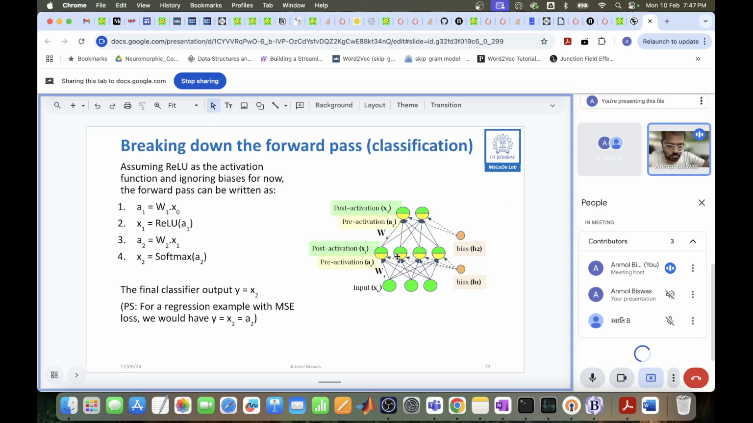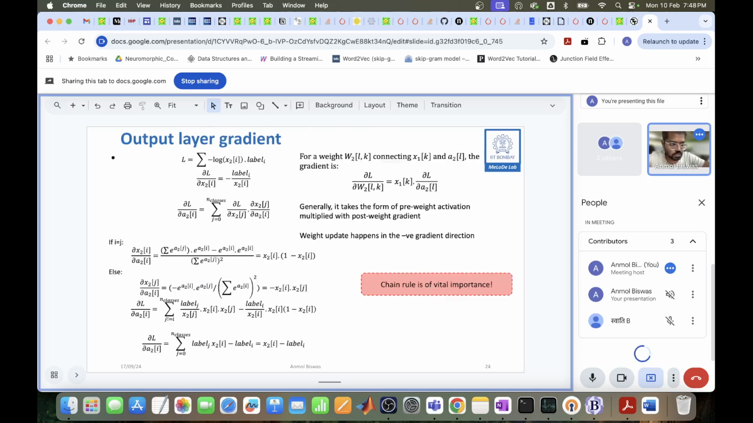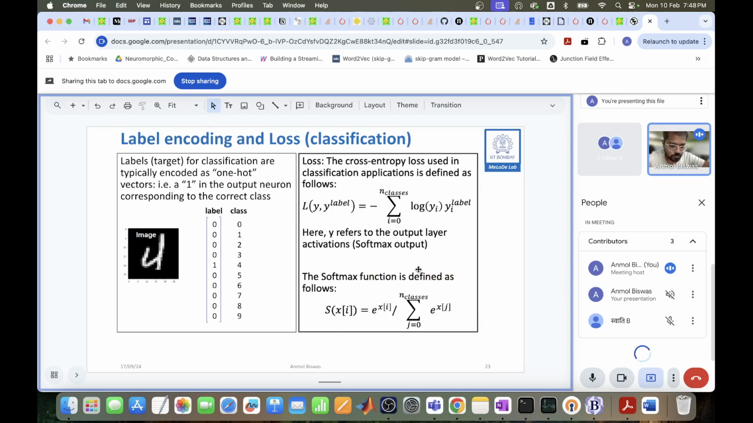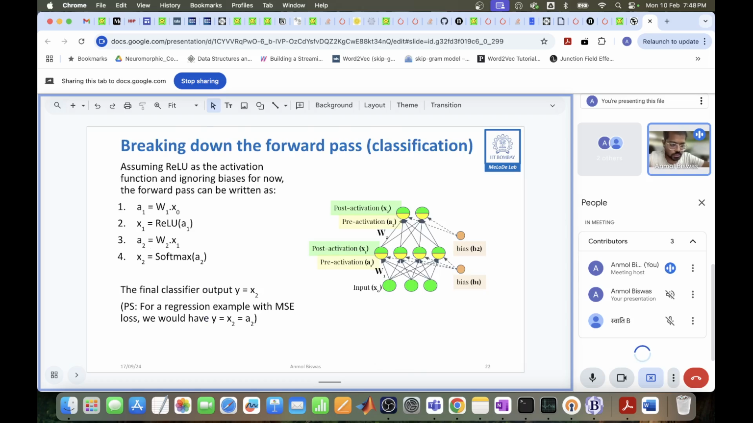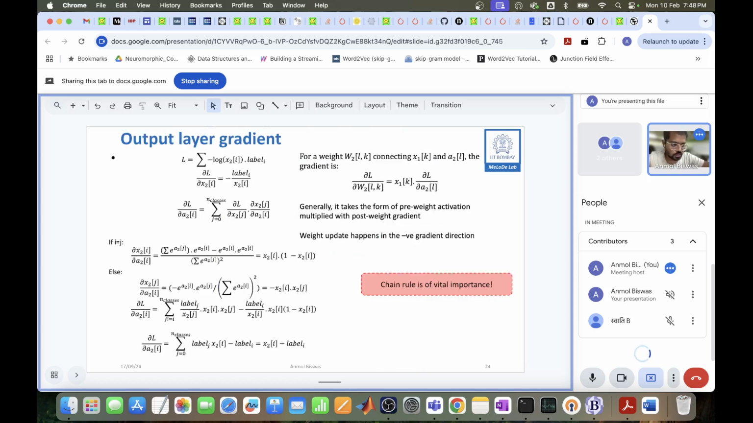So all of these layers have a pre-activation and a post-activation, right? And because softmax is a normalized function, the jth element of the post-activation depends on every element of the pre-activation. Every element of the post-activation depends on every element of the pre-activation, essentially, because it comes up in the denominator, right?